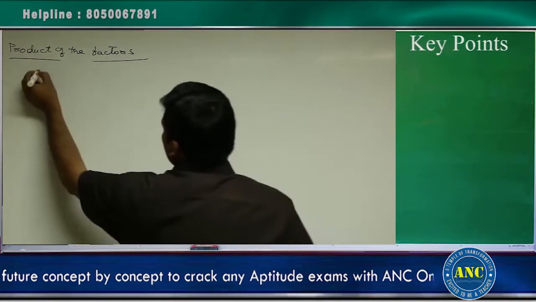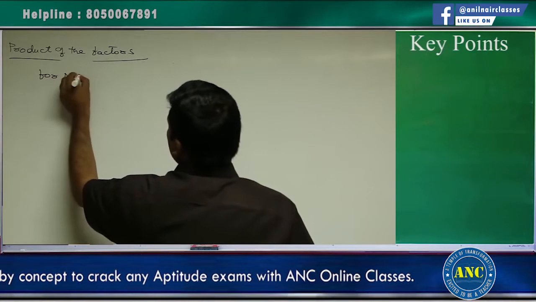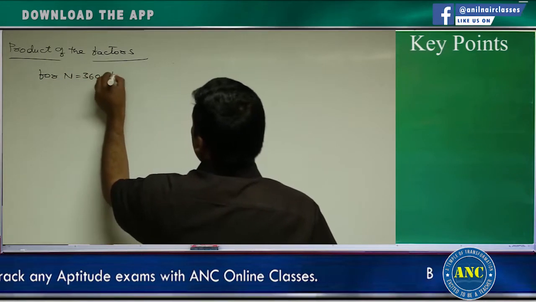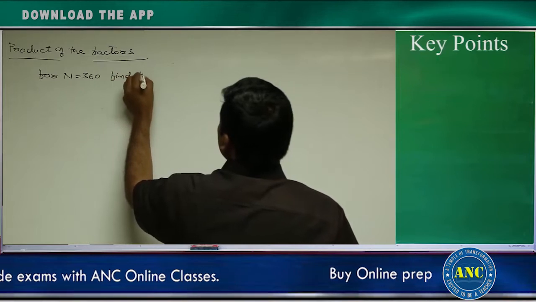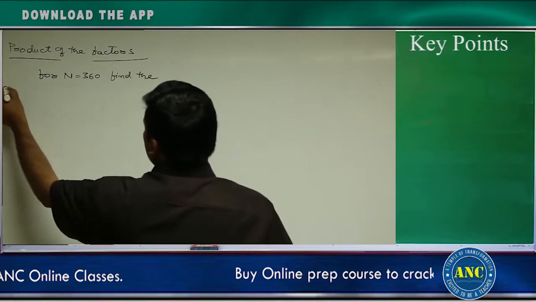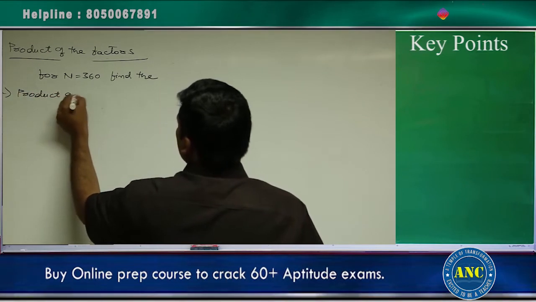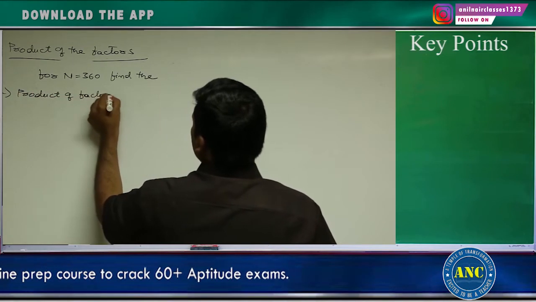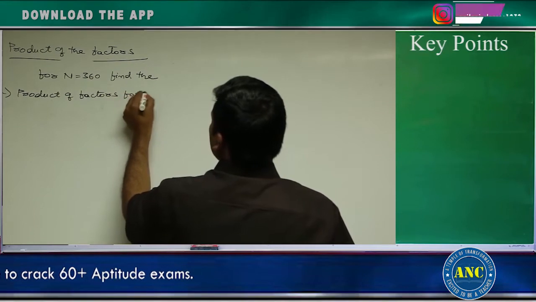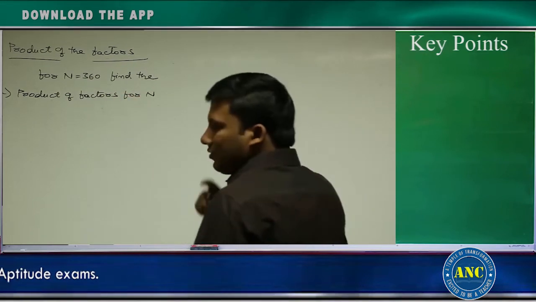Factors for n equivalent to 360. Find the first one, product of factors for n. Find the product of factors for n.